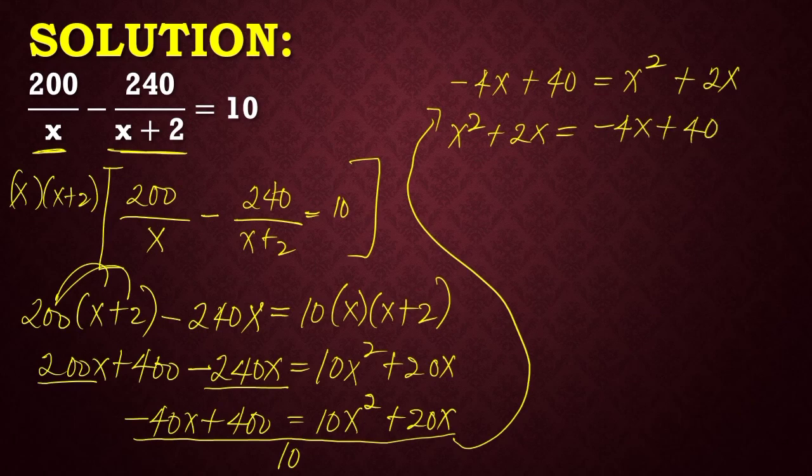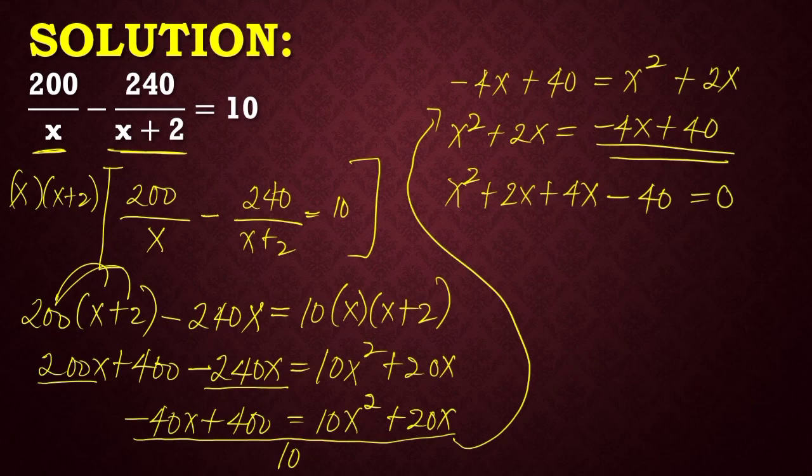So, negative 4x plus 40, kailangan natin siyang madala sa left side. So, matanggal dapat sa right side. So, mag-a-add tayo ng 4x tapos minus 40. So, magiging x squared plus 2x plus 4x minus 40 is equal to 0. And then, we combine like terms, 2x plus 4x, that is 6x. So, x squared plus 6x minus 40 is equal to 0.